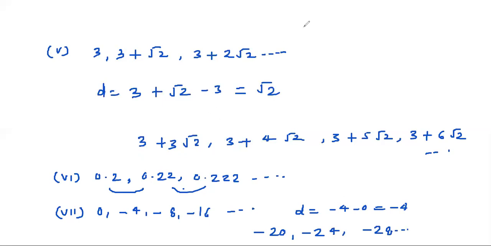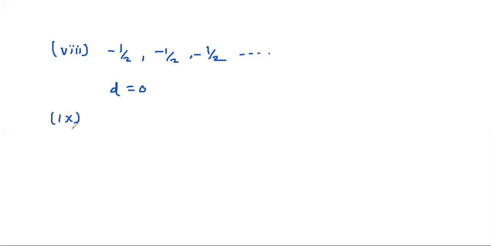Now let's go to next question. So minus 1 by 2, minus 1 by 2, minus 1 by 2, dot dot dot. So here common difference will be 0. So it will be an AP and all terms will be minus 1 by 2. Now let's consider ninth part. Ninth part is 1, 3, 9, 27. Here common difference is not constant, so it is not an AP.